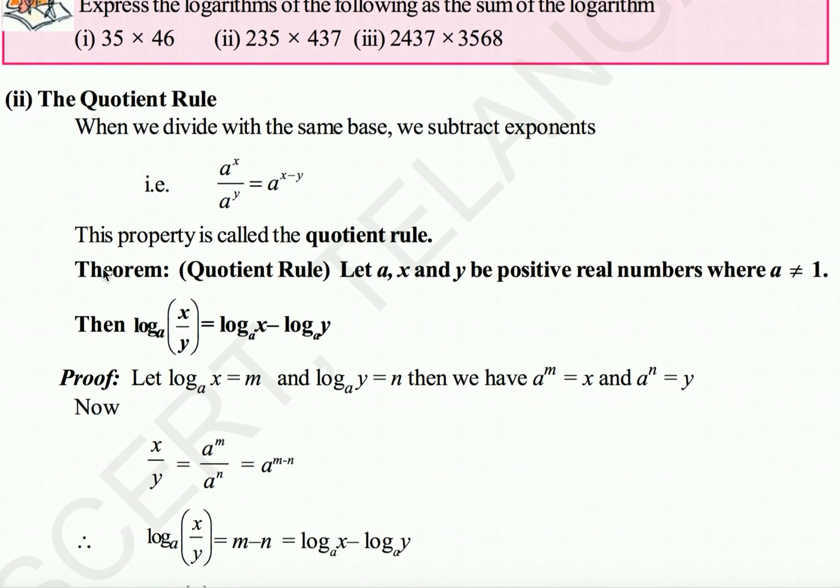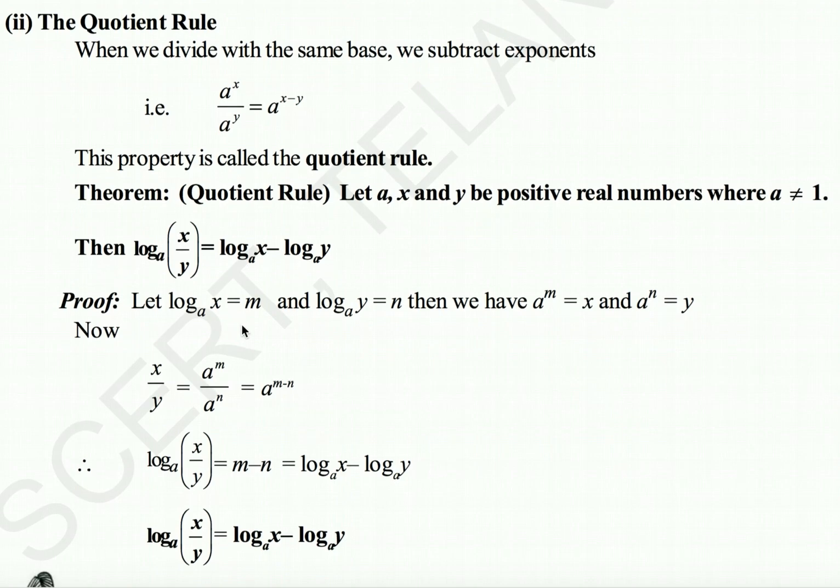The quotient rule: when we divide with the same base we subtract exponents. That is, a power x by a power y is equal to a power x minus y. This property is called the quotient rule. Let a, x, y be positive real numbers where a not equal to 1, then log x by y base a equals log x base a minus log y base a. Let log x base a be m and log y base a equal n.